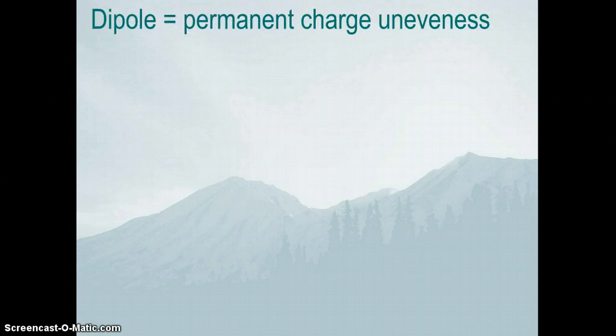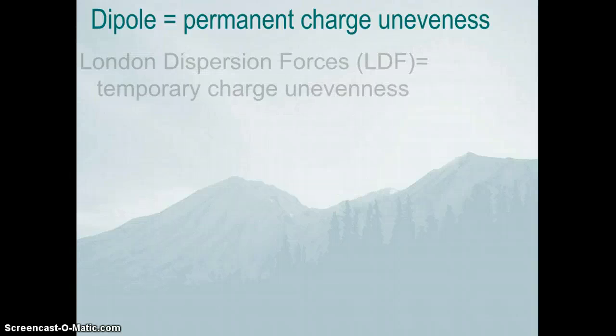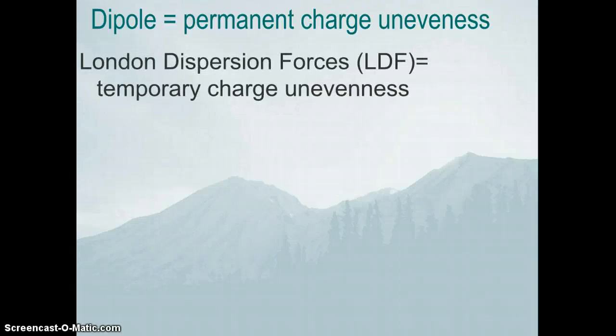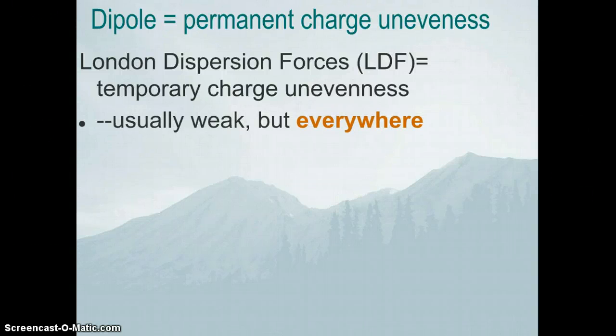Well, we know that a dipole is a permanent charge unevenness. So we have bond dipoles, we have different electronegativities. This atom is more electronegative than this one. There is another form of polarity, if you will, and it's called London dispersion forces. London dispersion forces are a temporary charge unevenness. They're usually weak, but they are everywhere. So let's talk about what one is.